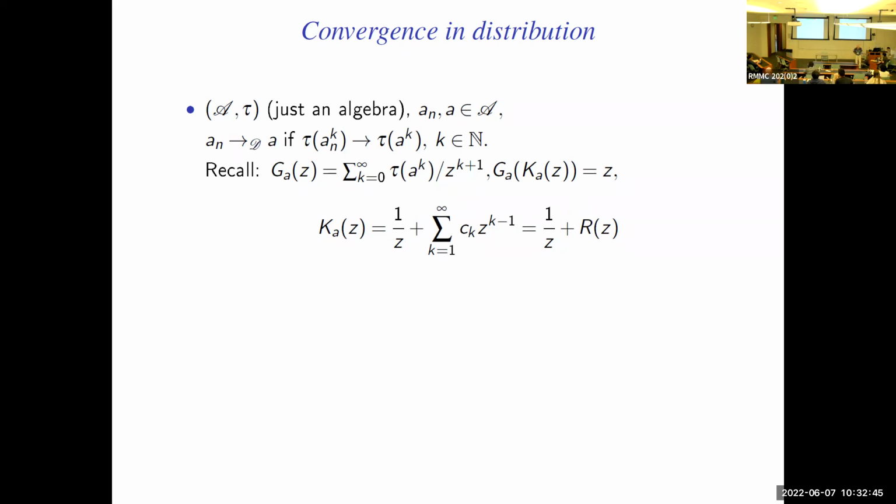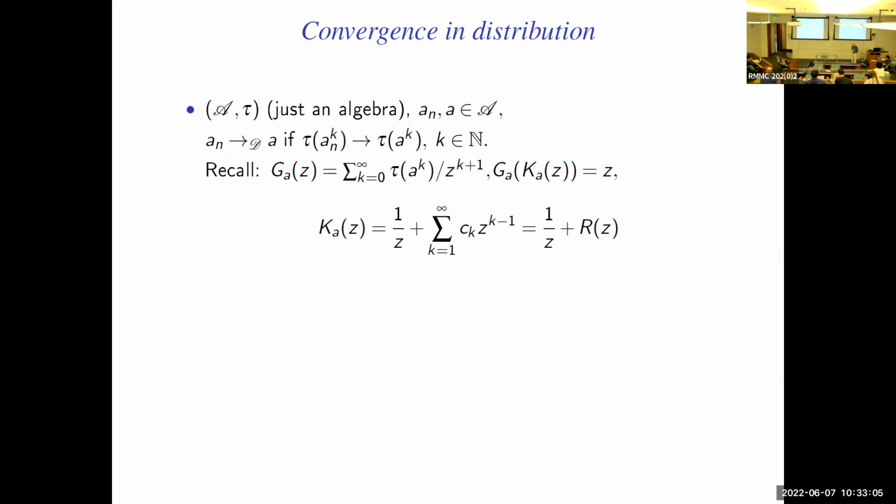Yes. So once again, we first consider this very weak kind of convergence, the convergence in distribution for random variables, which simply says that the moments of a_n converge to the moments of a as n goes to infinity. Tau of a_n to the k converges to tau of a to the k as n goes to infinity.